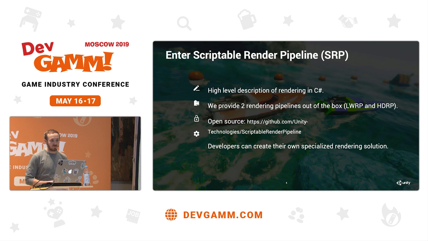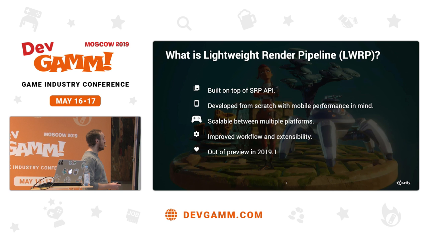I want to talk to you mainly about the lightweight render pipeline today. It is built on top of SRP, the scriptable render pipeline core. It's developed from scratch with mobile performance in mind. Like I said, the existing built-in renderer, as we call it, is 10 years old now, so having a brand new rendering system brings it into the modern age of devices.